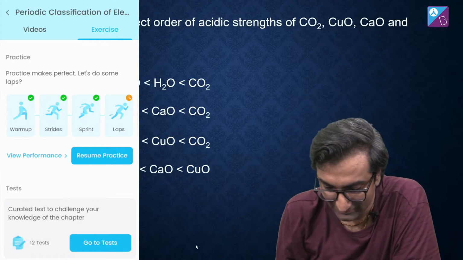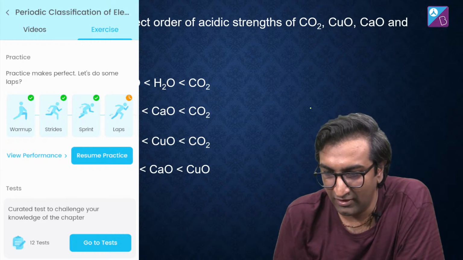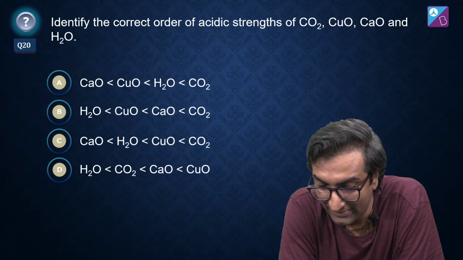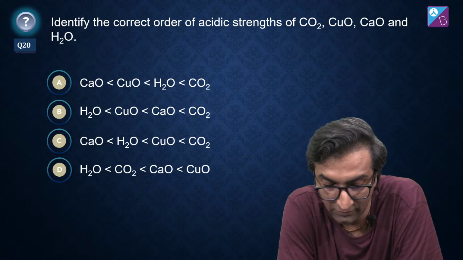ठीक है, अगला सवाल देखते हैं. Here you go. Identify the correct order of acidic strengths: CO2, CuO, CaO, and H2O.